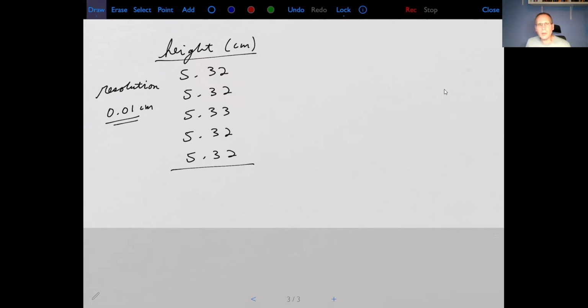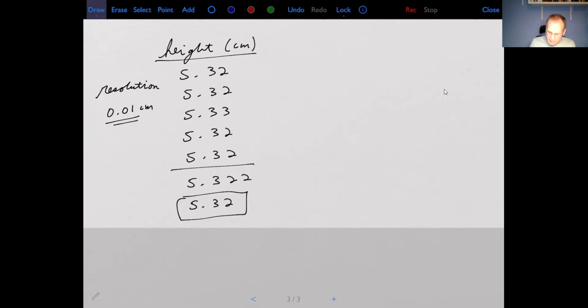Now, if we want to compute the percent experimental accuracy, remember, it's a measure of precision, to measure the variability. The first step was to find the average of these 5 values. If you add these up and divide by 5, you're going to get 5.322. But remember, you always have to round to the resolution of the instrument, which is the number of decimal places. So you want to round to 2 decimal places, and I'm going to get 5.32. That's my average height in centimeters.